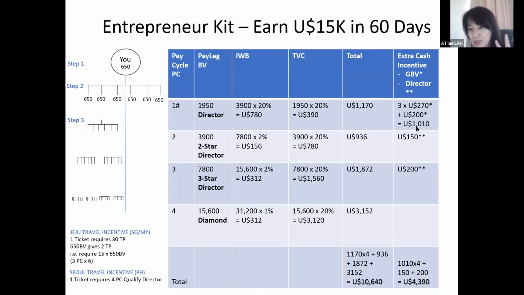There are many bonuses. When you hit director, you got an extra bonus. So here is 150, here is 100, here is 200 because you hit a 3-star director. So by the time you hit the 4th cycle, you can actually earn a main income of close to 11,000 plus the 4,000, your total is 15,000. So what you do here is use the entrepreneur kit. You can hit 15,000 in 60 days.